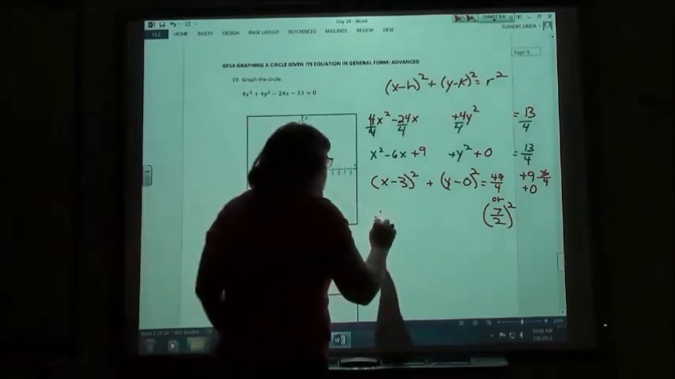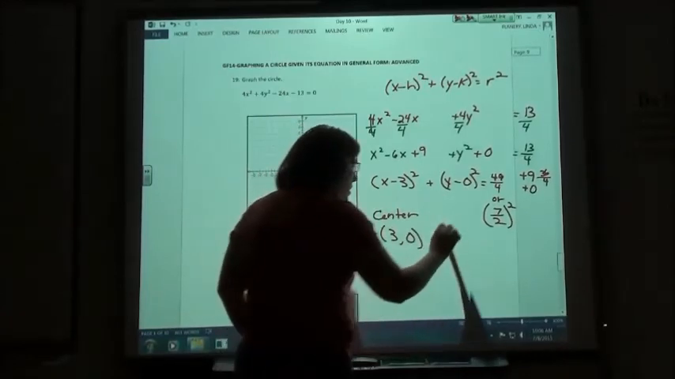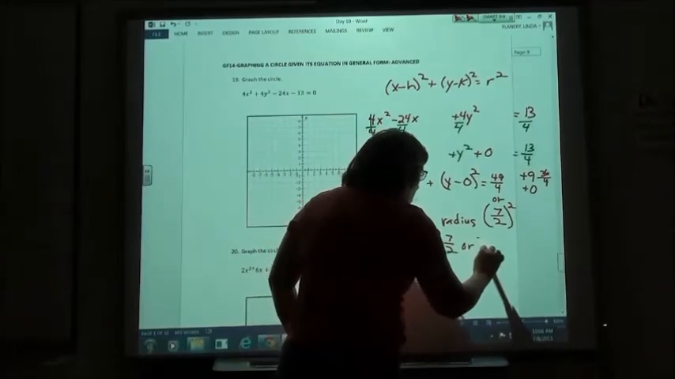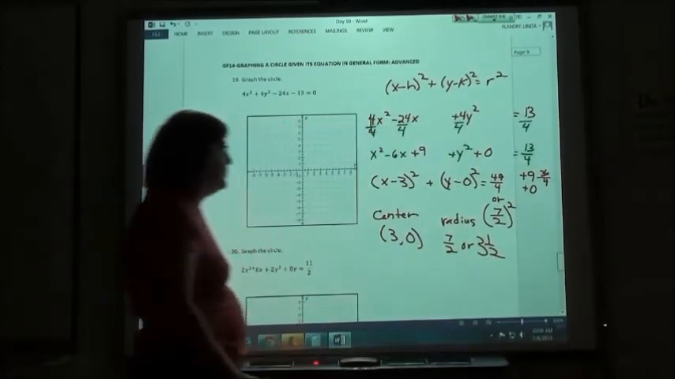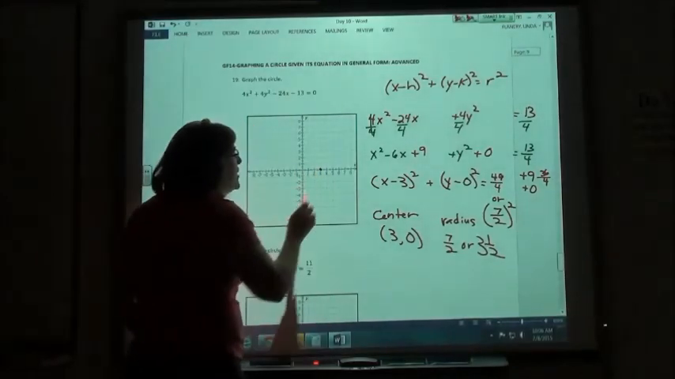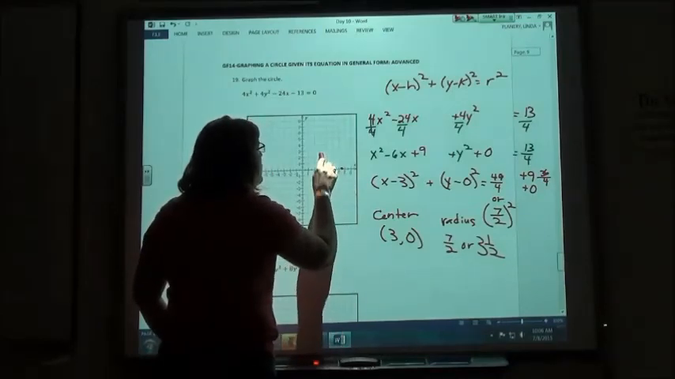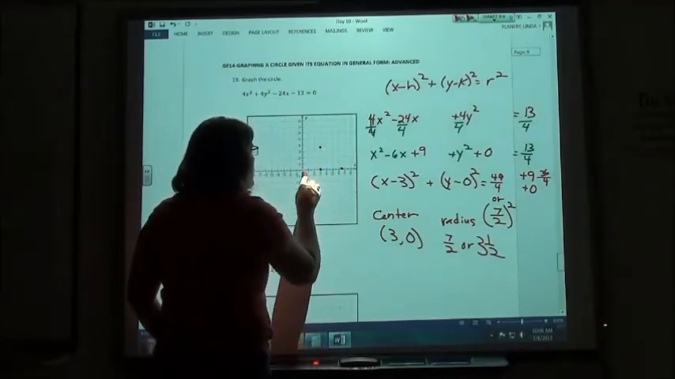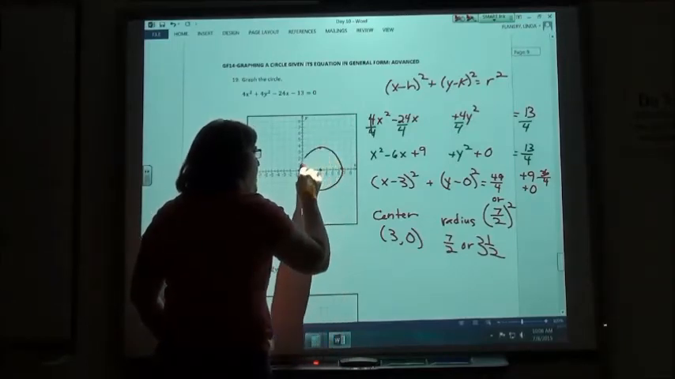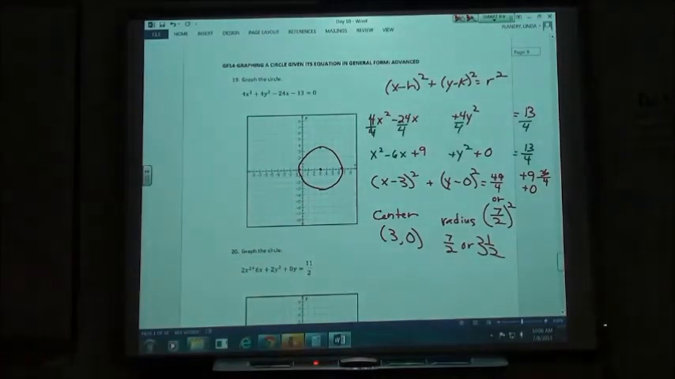So my center is going to be at positive 3, 0. My radius is 7 over 2, or 3.5, right? So my center is at 3, 0. My radius is 3.5. 1, 2, 3.5. And if I could draw, my circle would look something sort of like that.